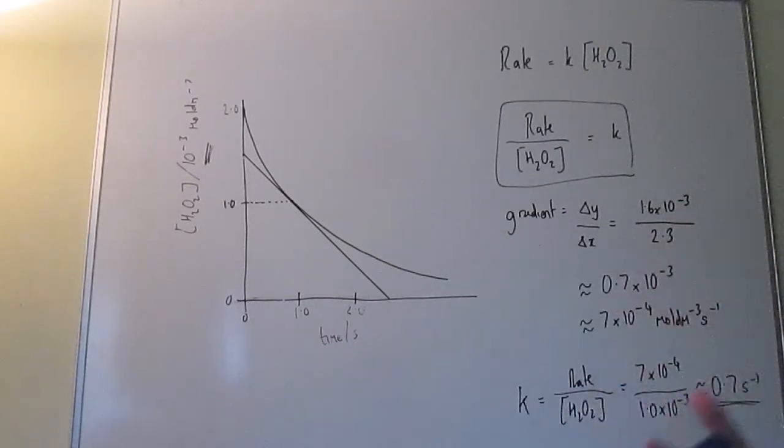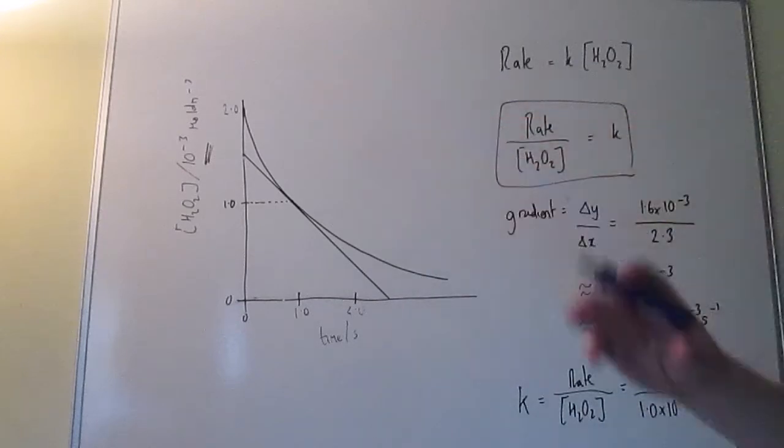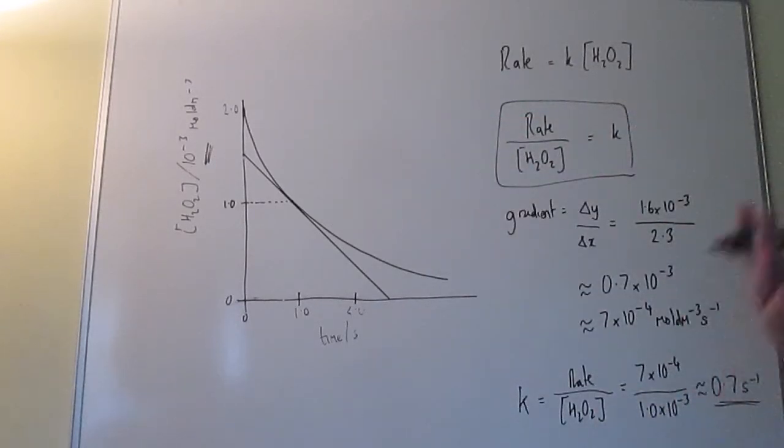Okay, so that's the alternative way to get the value of k. You can see it's a lot more effort, and it's likely to be less precise because of the problem of drawing accurate gradients. So try to remember the log 2 divided by the half-life method for first order reactions, but this is a valid alternative.